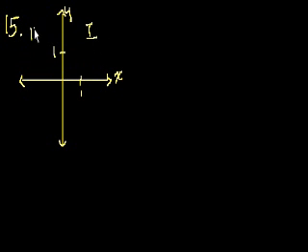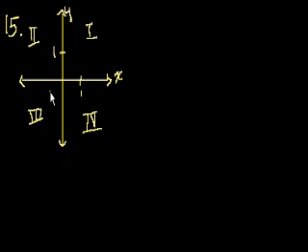Problem number 15. Okay, so they've drawn some type of XY axes. That's the y-axis, that's the x-axis. They drew 1, 1, and then they labeled the quadrants: quadrant 1, quadrant 2, quadrant 3. They do it in Roman numerals. And they say quadrant 4.